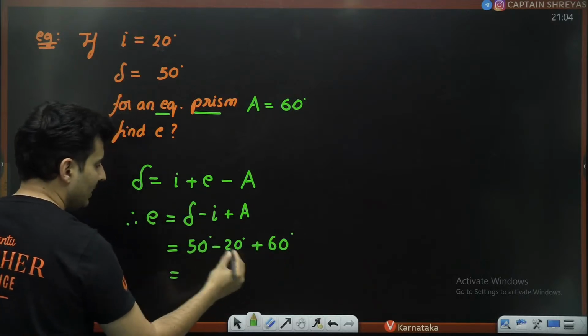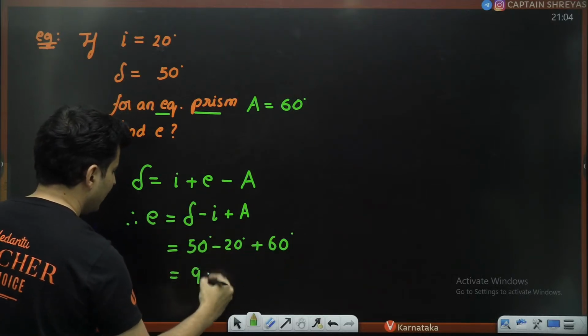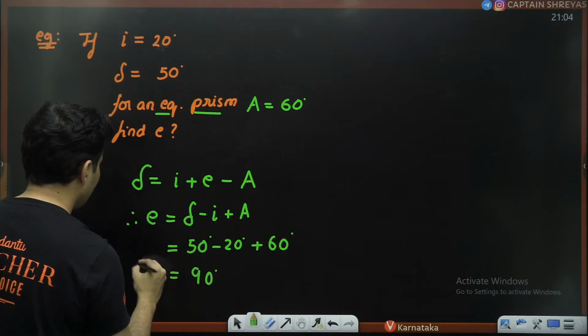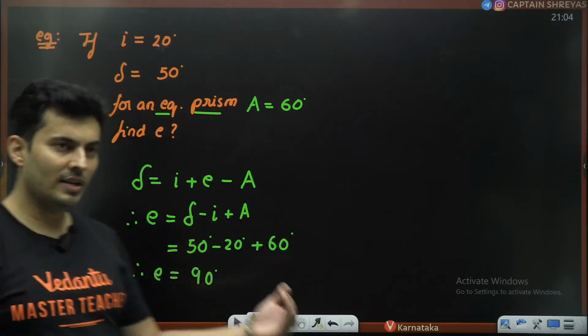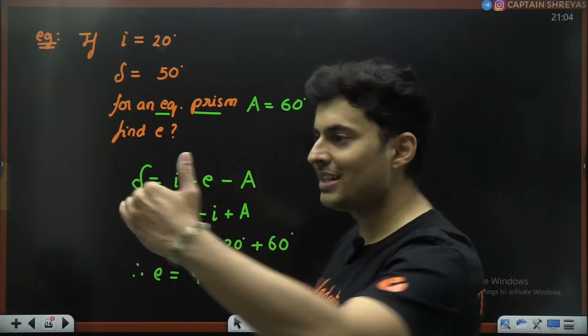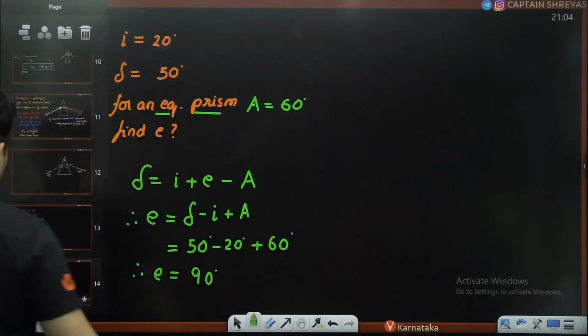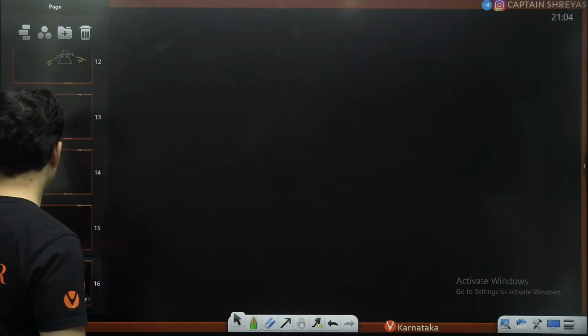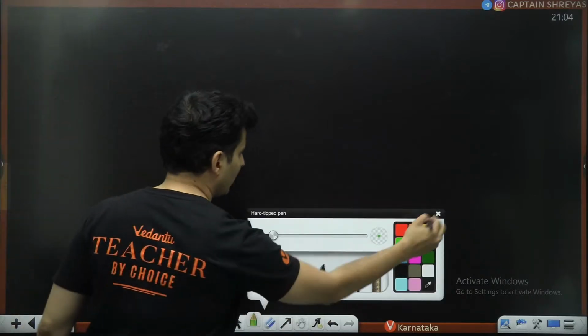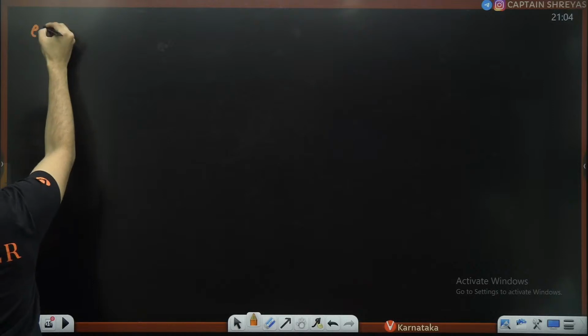50 minus 20 is 30. 30 plus 60 is 90. So the emergent angle is 90 degrees. Close enough to 90 degrees, almost like grazing that surface and coming out. That is what the answer to this particular question will be. Next question coming up on your screen.